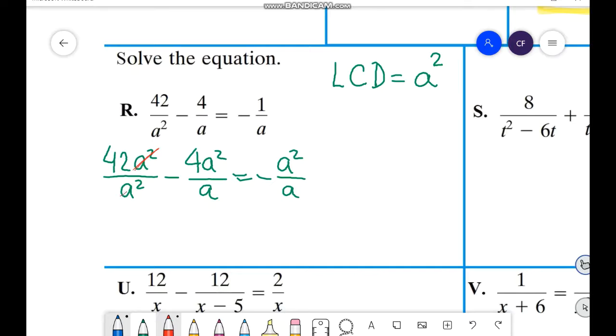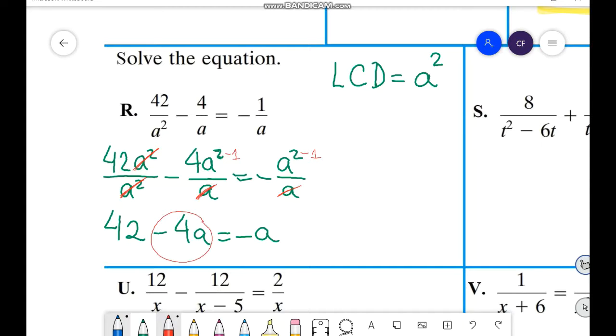Cancel out a squared with a squared. Cancel this a and subtract here from the exponent, 2 minus 1. Cancel this as well. Subtract from the exponents. And the result is 42 minus 4a equals negative a.